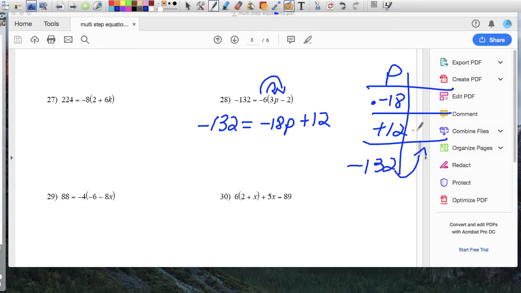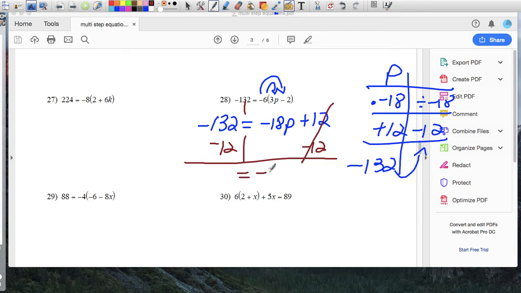Going backwards, I'm going to do minus 12 and then divide by negative 18. So let's follow our steps. See if it works. Minus 12 over here, minus 12 over here. These go out. Negative 18p comes down. Negative 132 minus 12 is the same thing as negative 132 plus negative 12, and that's going to give us negative 144.